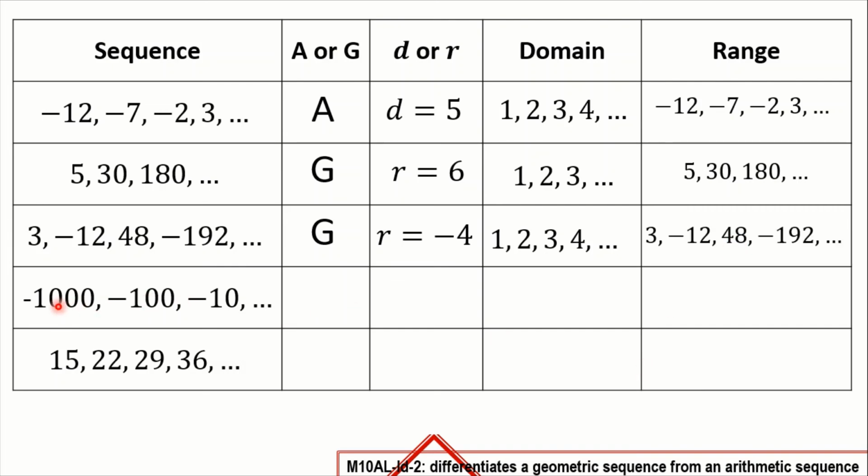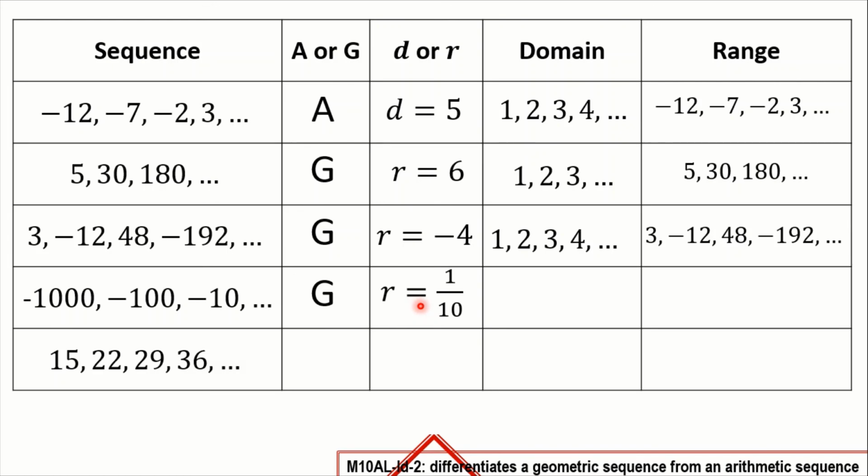Next, we have negative 1,000, negative 100, and negative 10. This is also an example of a geometric sequence. Now, to find the common ratio, divide natin yung negative 100 by negative 1,000. O kaya naman, negative 10 divided by negative 100. And the common ratio would be positive 1 over 10. So, pare-pareho ng sign. So, the common ratio nga naman is positive.